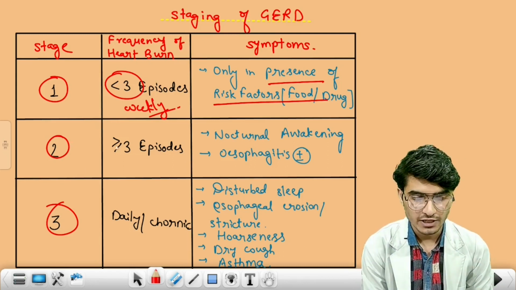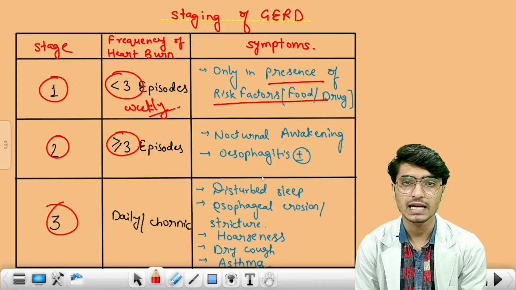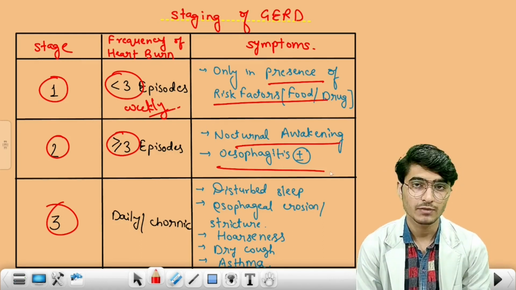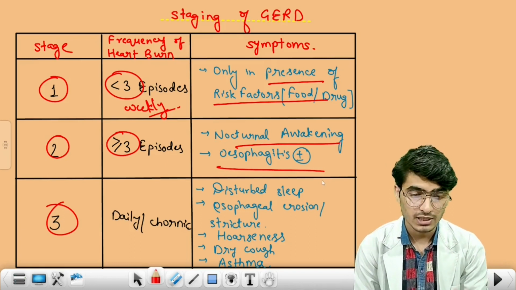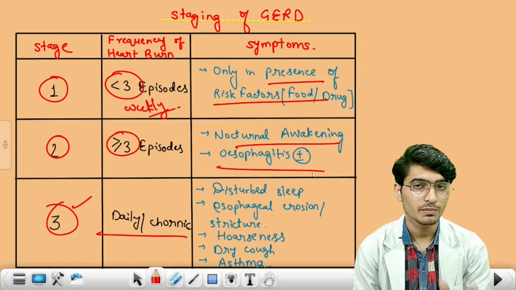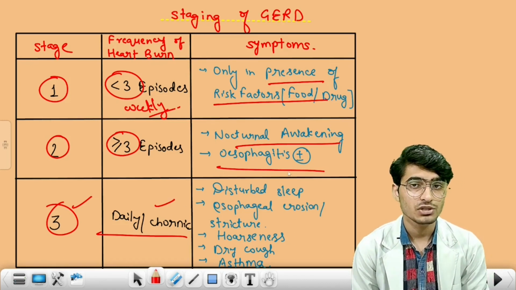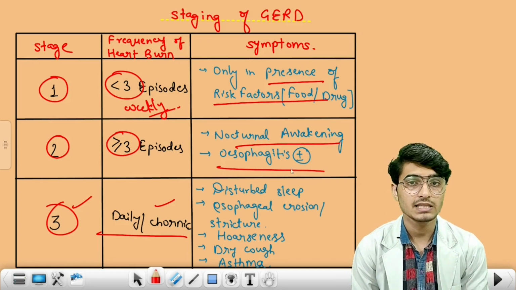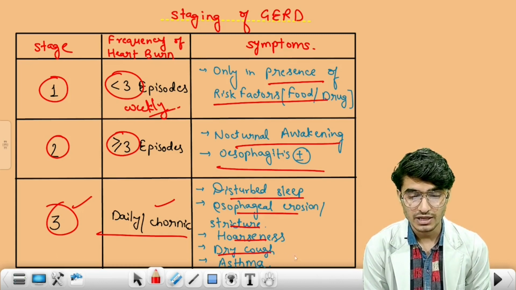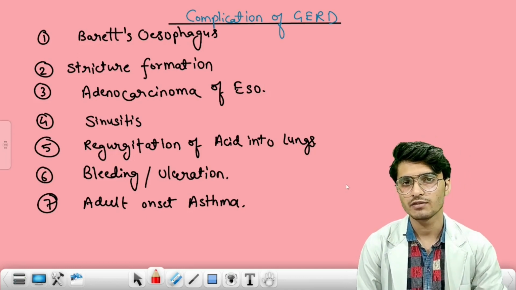So in stage 2, whenever the frequency of heartburn is greater than or equal to 3 in 1 week, that is graded as stage 2 of GERD, and this is associated with nocturnal awakening, and esophagitis may or may not be present in the patient, followed by stage 3. So the symptoms and the heartburn occur to the patient on a daily basis for a chronic time period. So this is what stage 3 is, and all the features that we have discussed previously are present in this patient. So there is disturbed sleep, esophageal erosion, strictures, hoarseness, and dry coughing, and the patient may be asthmatic, right? So now we will go for the complications of GERD, our last topic of today's session.